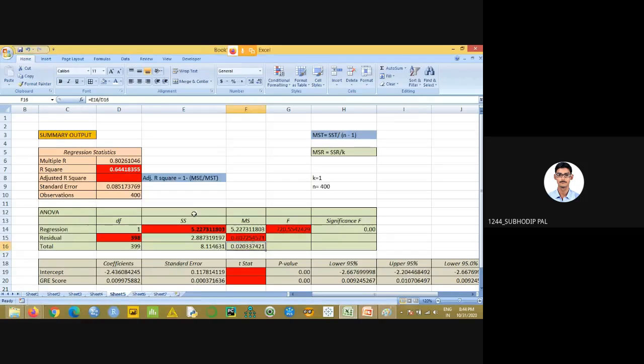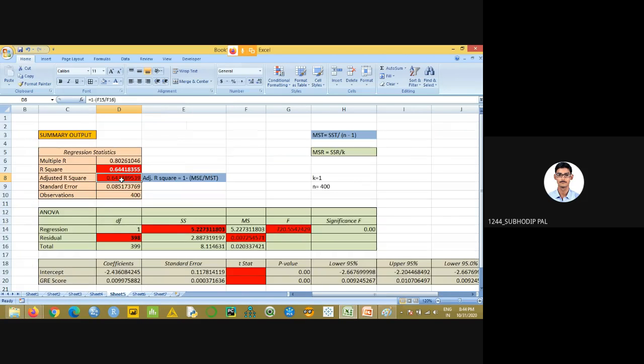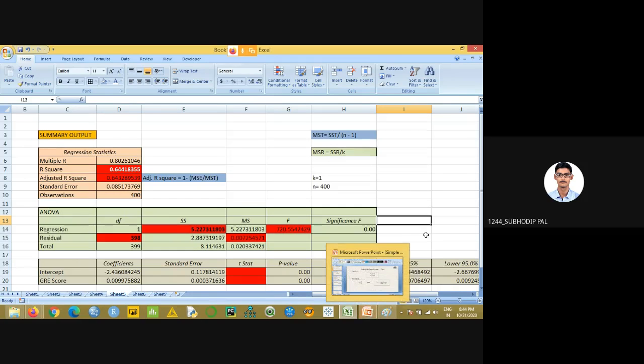Okay, now I can calculate this one. 1 minus MSE divided by MST. This is my adjusted R-square value. Let me check that. 0.6432. 0.6432. That's correct, right?